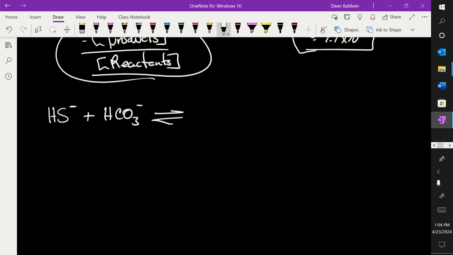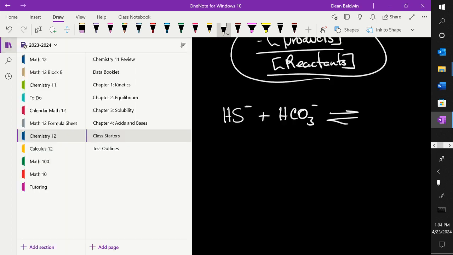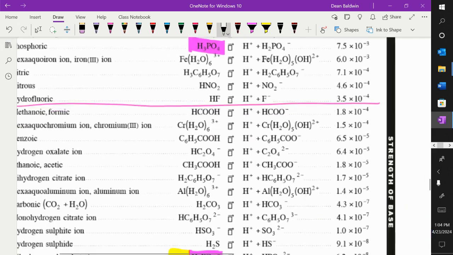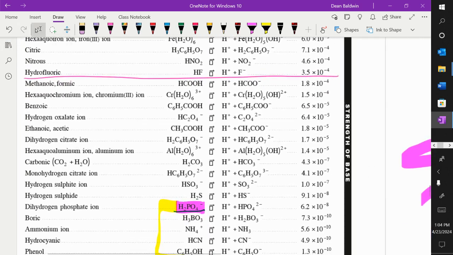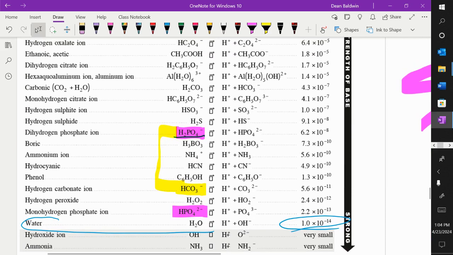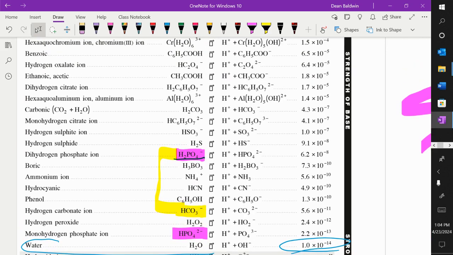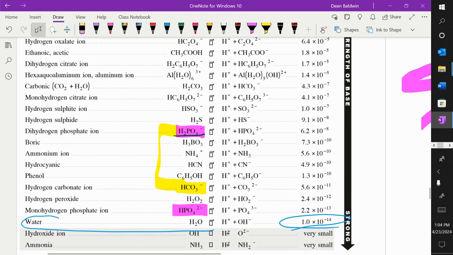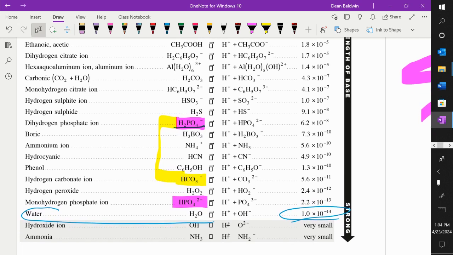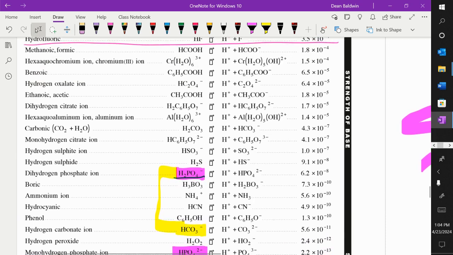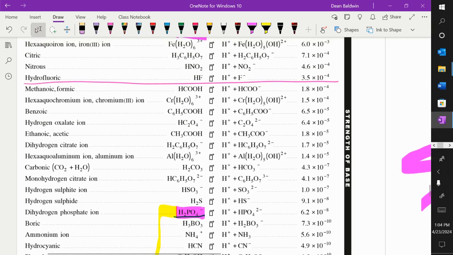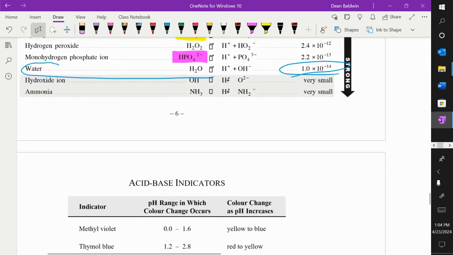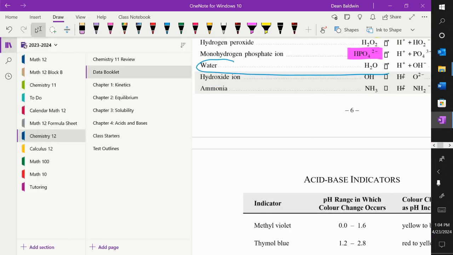I'm guessing. HS and HCO3 minus. Let's find them. H2S? Nope. HS minus should be on there. Is it not on there? So H2S is, but HS minus is not. Okay, I'll just tell you. HS minus is not on our table. Well, that backfired. All right, I'll just tell you what it is.